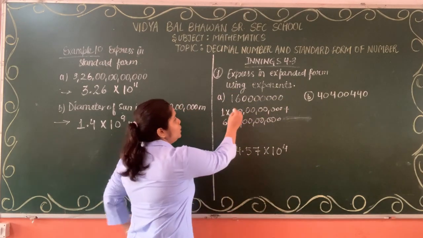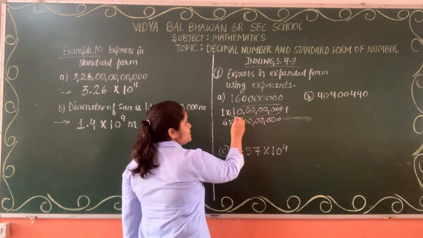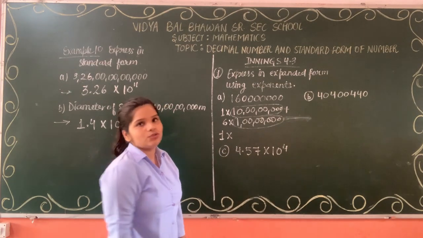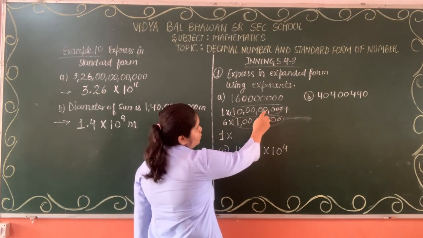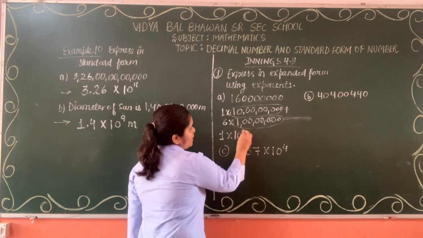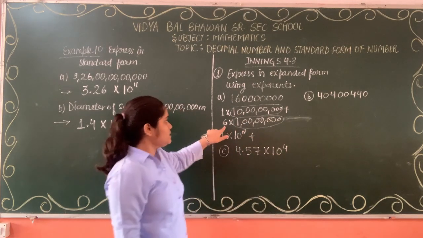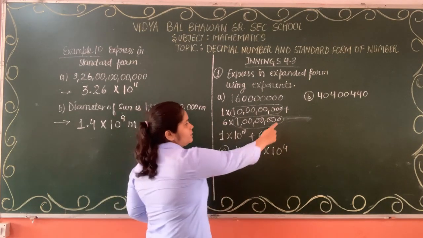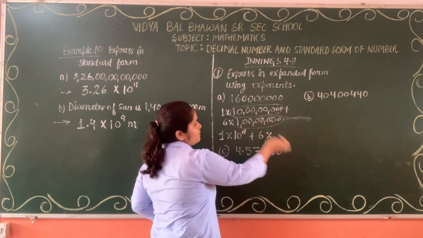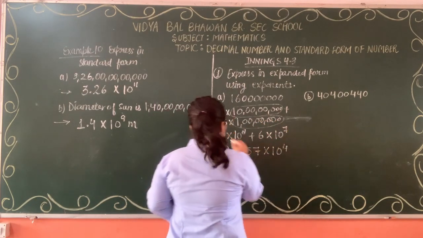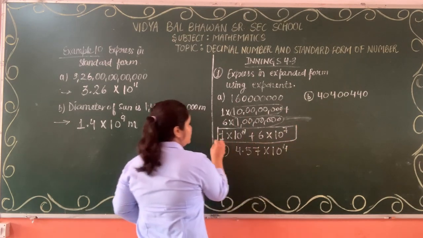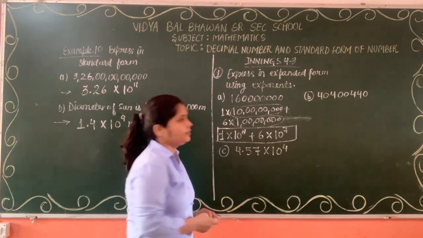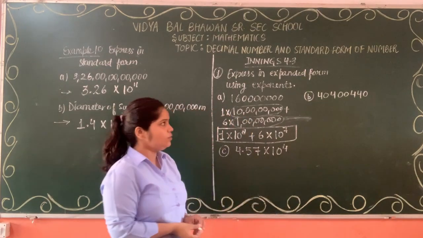So what you need to do? You need to change these numbers into power of 10. Then it will become 1 multiply 10 raised to the power 1, 2, 3, 4, 5, 6, 7, 8, 10 raised to the power 8, plus 6 multiply 10 raised to the power 7. You can count 1, 2, 3, 4, 5, 6, 7, 10 raised to the power 7. So this is the expanded form of this number using exponents. I hope this is clear to all of you.